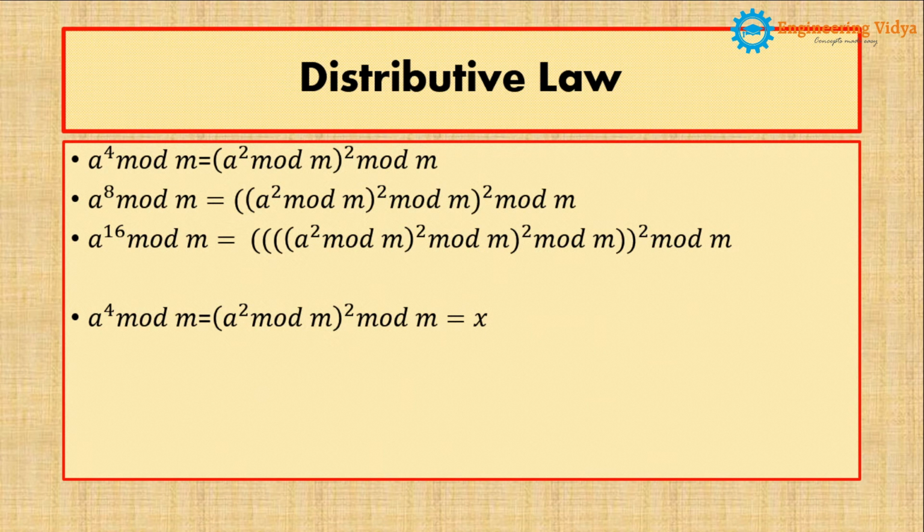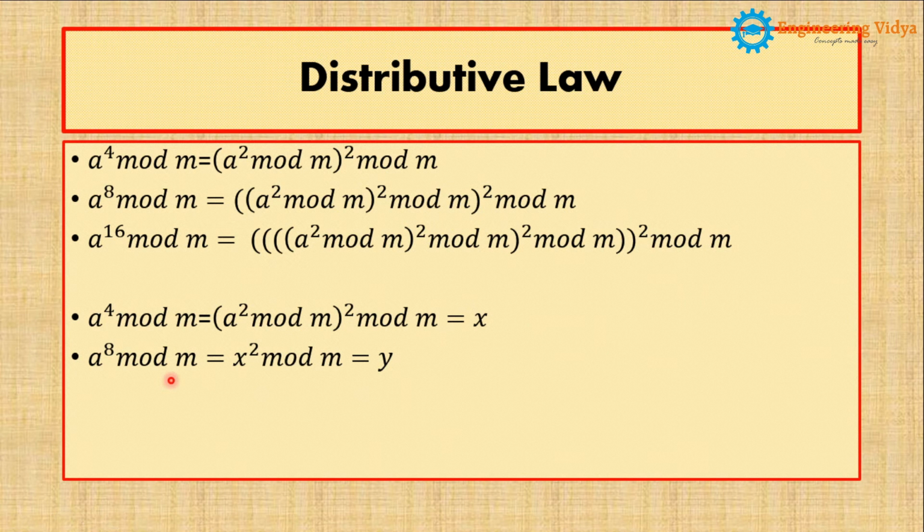After that, if you want to calculate a power 8, all you have to do is take the square of the result you got for a power 4, that is x square, and then take the mod of m. Then automatically you will get a power 8 mod of m.